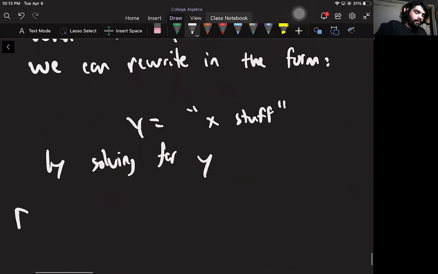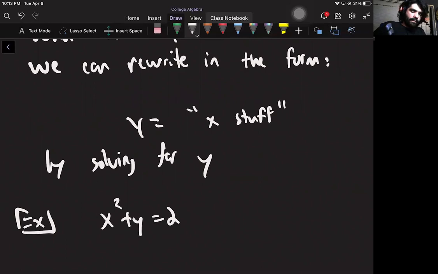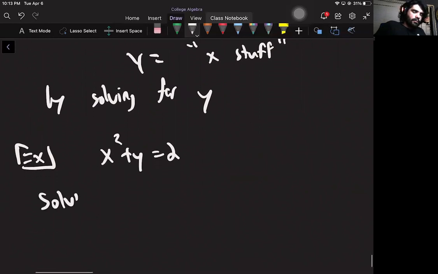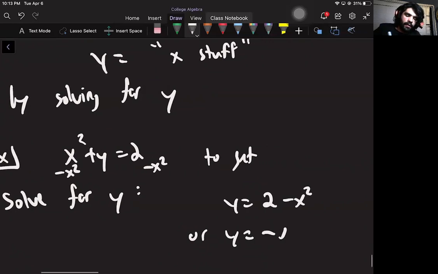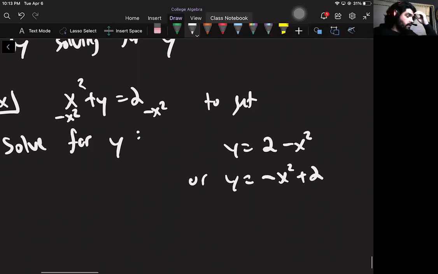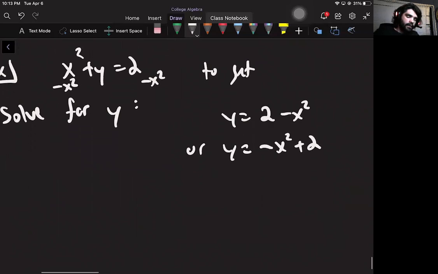So for example, x squared plus y equals 2 is a function, so I should be able to solve it for y. All I have to do is subtract x squared on both sides to get y equals 2 minus x squared, or people like to write the x stuff first, -x squared plus 2. Either way is fine. So then what we do is we use something called function notation.